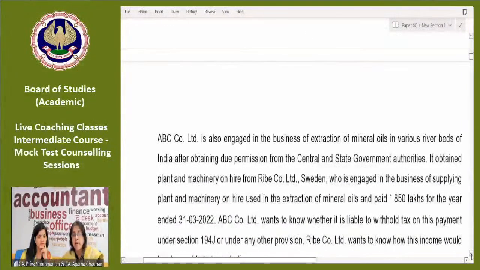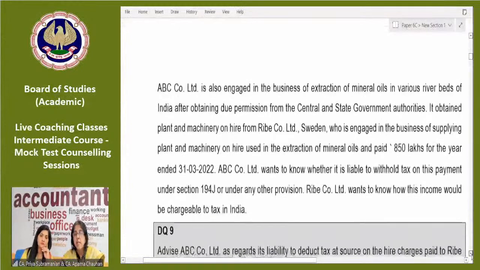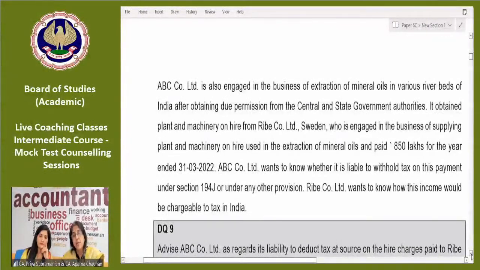plant and machinery on hire used in extraction of mineral oils, and it paid 850 lakhs for the year ended 31. ABC Company wants to know whether it's liable to withhold tax on this payment under Section 194J or under any other provision. Right Company Limited wants to know how this income would be chargeable in India.